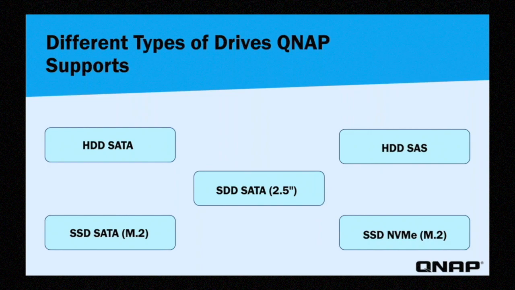And then there are M.2 slots on some models. These are small slots found on select NAS models. They're a great way to add a couple of SSDs for a cache or tier. Some models support SATA M.2s and others support NVMe M.2s.